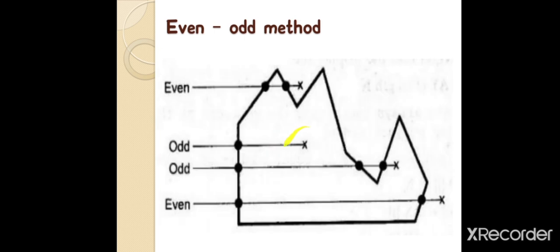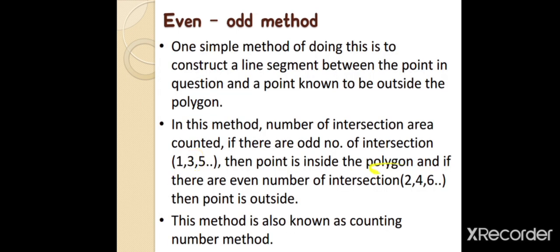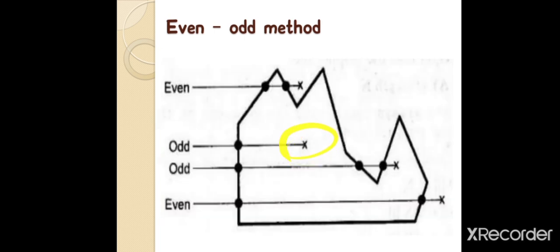Now let us take one more example. This is example 2. We want to check whether this point is inside or outside. Take this as the question point, this one as the outside point, construct a line segment and check the number of intersections with the boundary. So the intersection is only one time. Is one even or odd, that we want to check. One is obviously an odd number. If there is an odd number of intersections, the point is inside, and here we can say the point is inside.